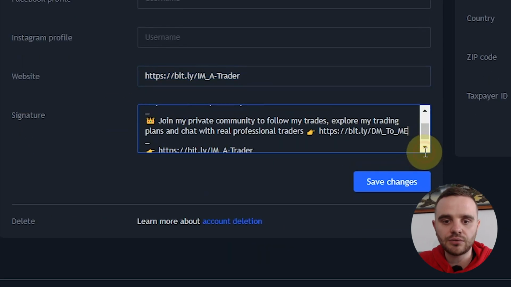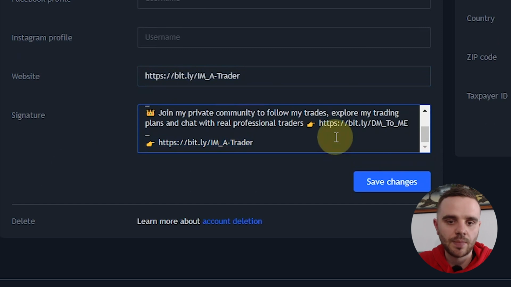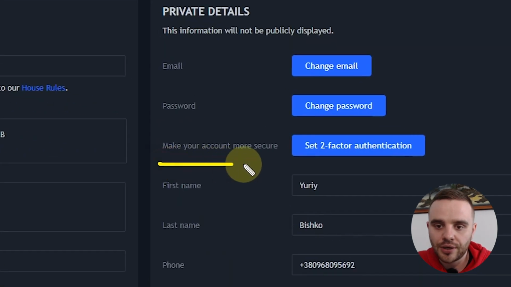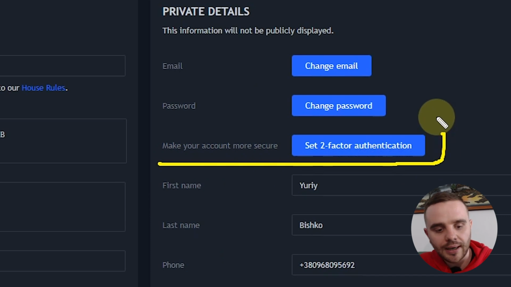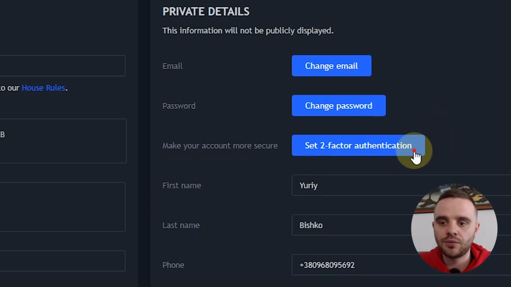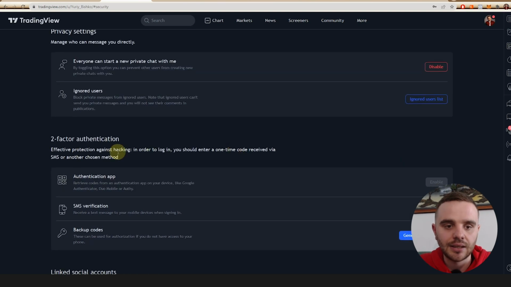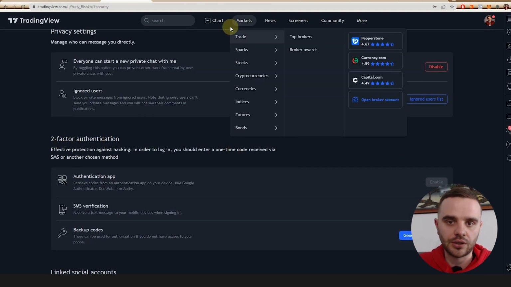About signature, we will cover signature in the next part, because that would be the part where we cover the difference between plans. And this signature will be important to premium accounts. The next important part is to make your account more secure. I highly recommend you, if you use this account for communication with other people, investors, you will share your trade ideas, to add a second factor of authentication.